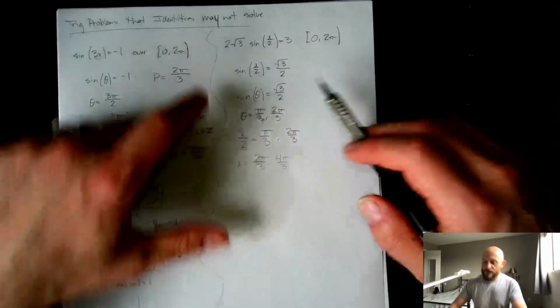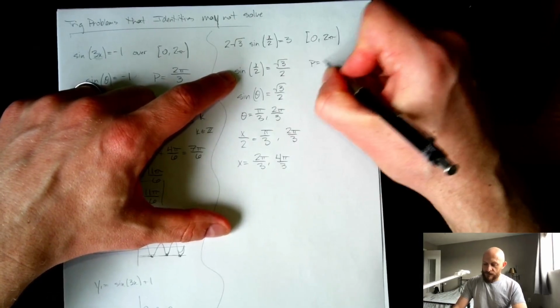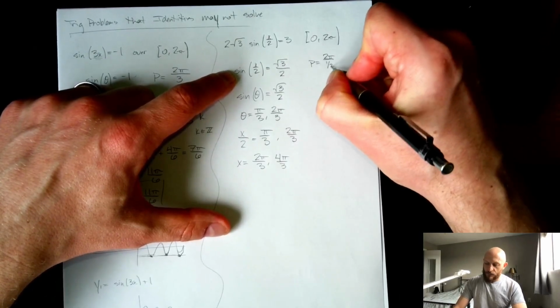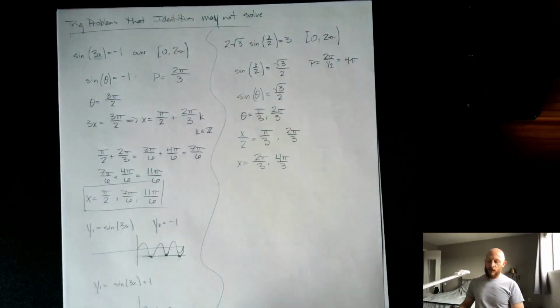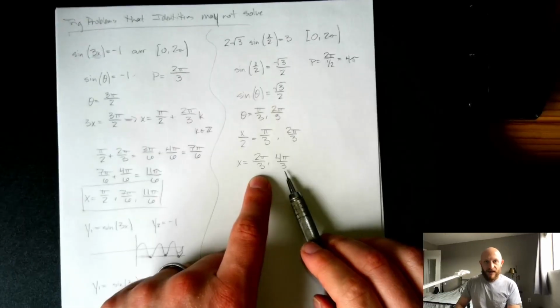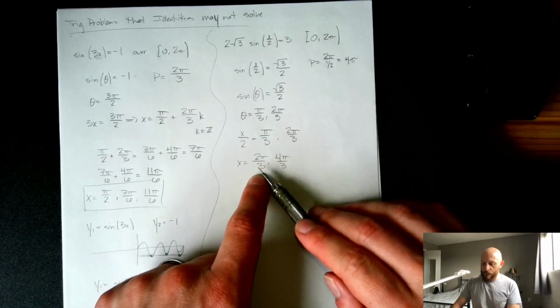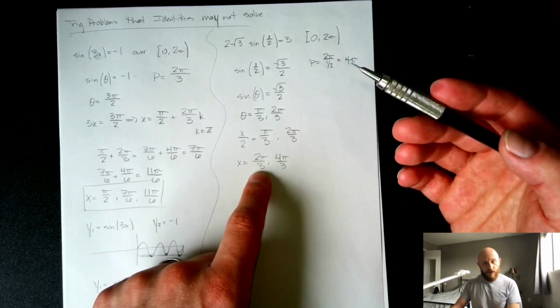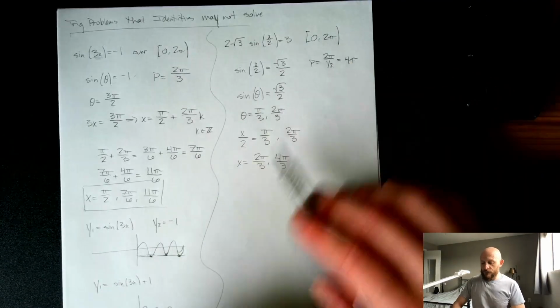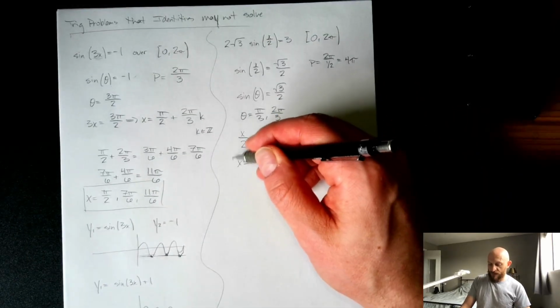We need to convince ourselves, though, that these are all of the solutions over 0 to 2 pi. So what is the period of sine of x over 2? The period is 2 pi over 1/2, which is 4 pi. So we can add 4 pi to either of these angles to get another solution, but adding 4 pi to either of these will push us well outside of the required interval. So these are the only solutions, x equals 2 pi over 3 and x equals 4 pi over 3.